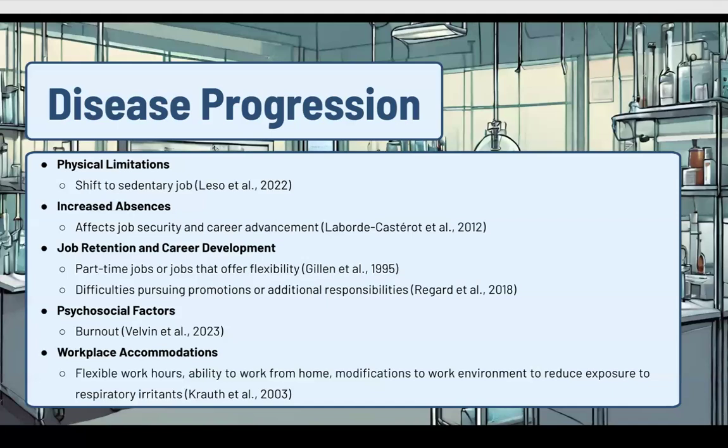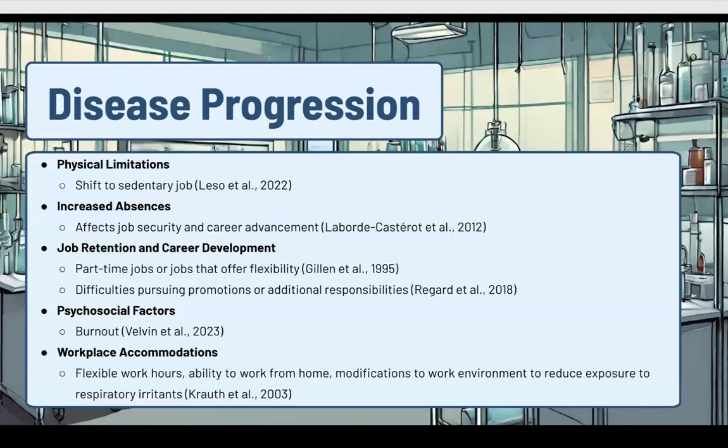The next is psychosocial factors. So the psychosocial impact of living with a chronic illness like CF can also impact occupational choices. Patients may experience anxiety, depression, and social isolation, which can further affect their work performance and job satisfaction, as well as their overall quality of life. The emotional burden of managing a chronic illness can lead to burnout, which makes it challenging to maintain a constant work-life balance.